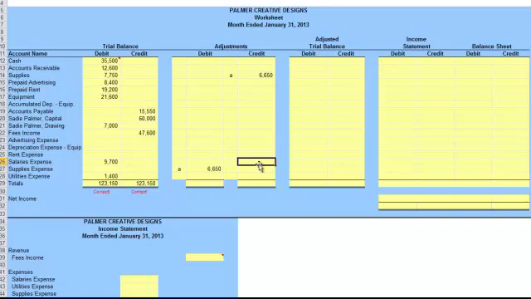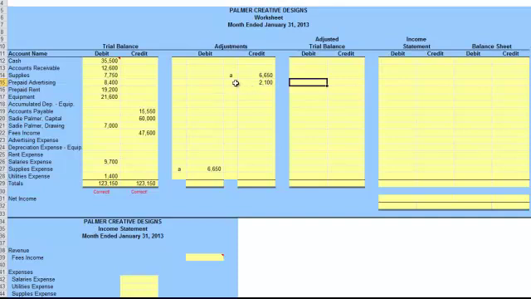The next adjustment says the prepaid advertising contract was signed on January 1st and covers a 4-month period. So if I look up here at prepaid advertising, I see that I have $8,400 in there. Now, if that was for a 4-month period and now 1 month has gotten used up, I'm going to divide that by 4, and I find out that $2,100 of it got used up. So I'm going to credit prepaid advertising. It has a debit balance right now. I'm going to credit it for $2,100.